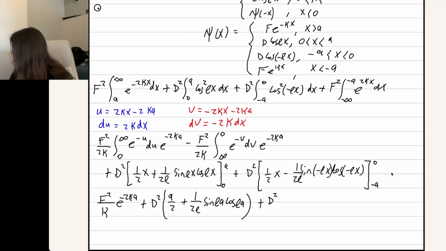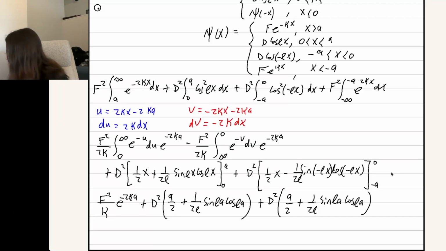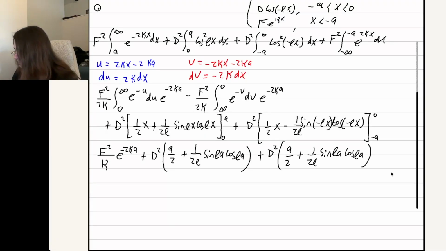We also have another d squared term. The minus, if you plug in 0, you get 0 again, but if you plug in minus a and then flip the sign because it's being subtracted when you evaluate it, you get a over 2 plus 1 over 2L sine La cosine La. So it's the same term as that one. So that's kind of fun.